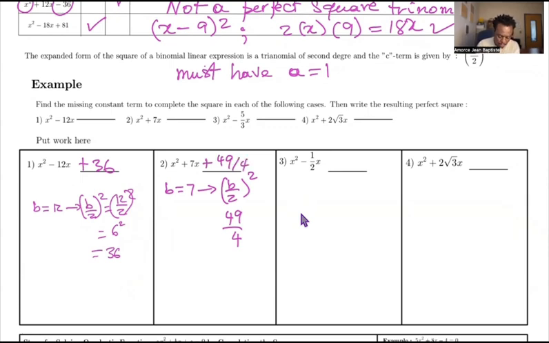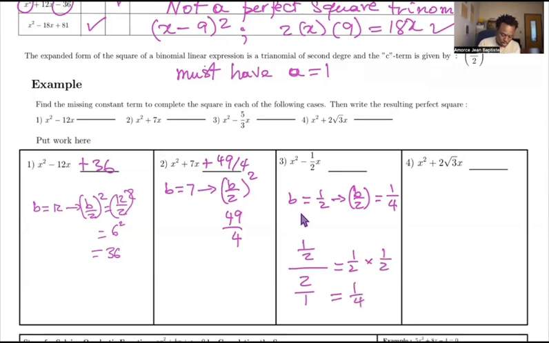Here you have b equals 1/2. So b over 2 is going to be 1 over 4, right? Because it's 1 over 2 divided by 2 over 1. So that would be 1 over 2 times 1 over 2, which is 1 over 4. So when you square it, it's 1 over 16. So that's plus 1 over 16. That completes the square.